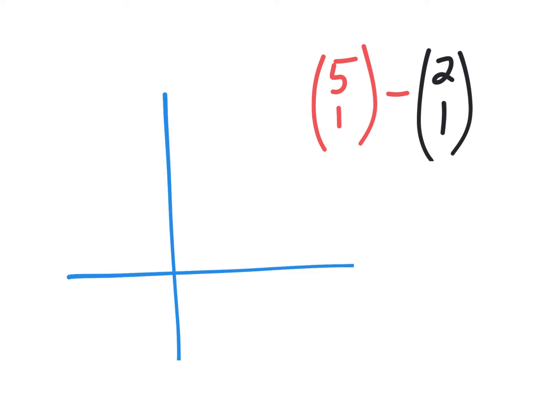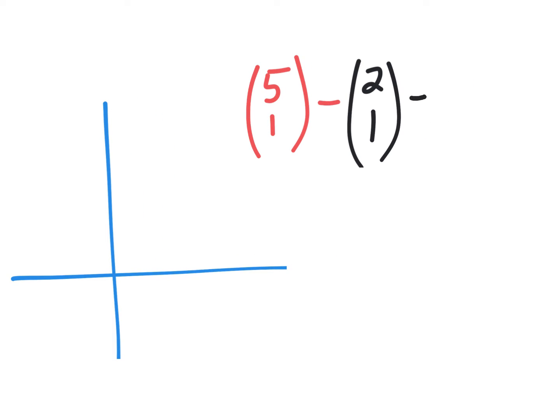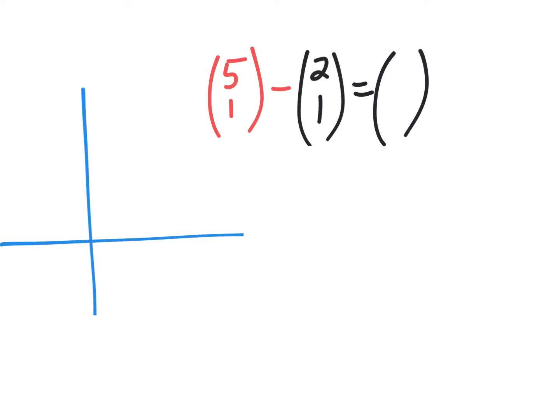I'd like you to draw what that looks like. Draw the resultant and tell me what the resultant is in column form, but draw me the picture because I think you need to see it. You could just manipulate some numbers but not really know what your drawing would look like. Okay, here we go. So 5 minus 2 is 3, and 1 minus 1 is 0. (3, 0). What would that look like?